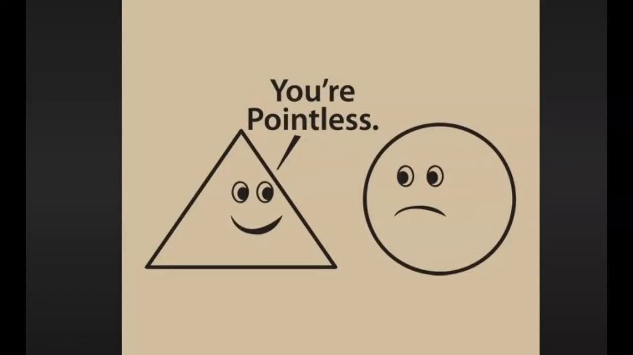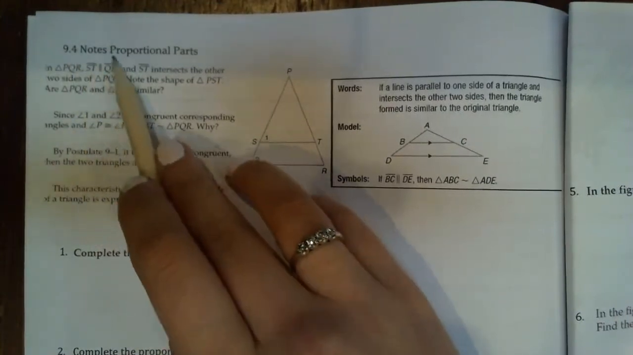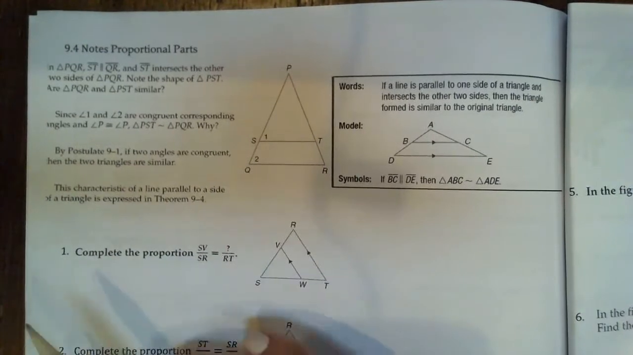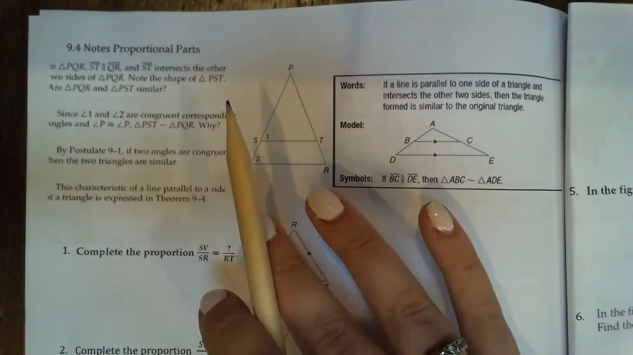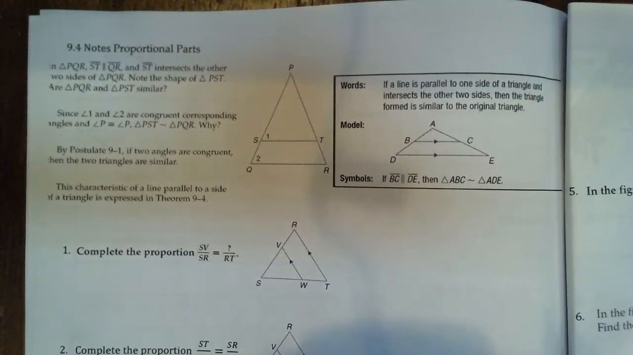Alright, now to our notes. 9.4 notes, proportional parts. It should look like this. We've already done everything before this and we quizzed on it before we found out school was closed. I will just say those quizzes were not very good overall, but I understand there was a lot going on during that time when we took those quizzes, so understandable.